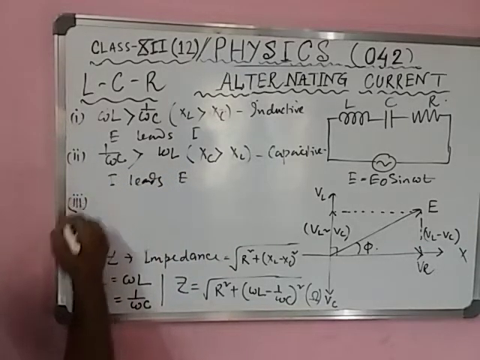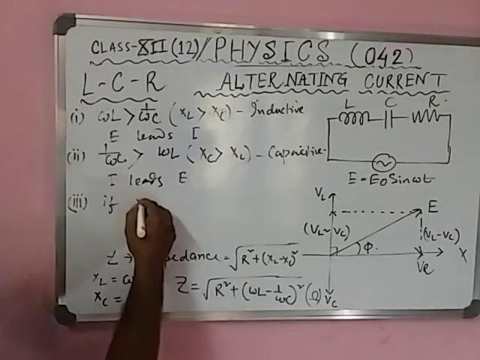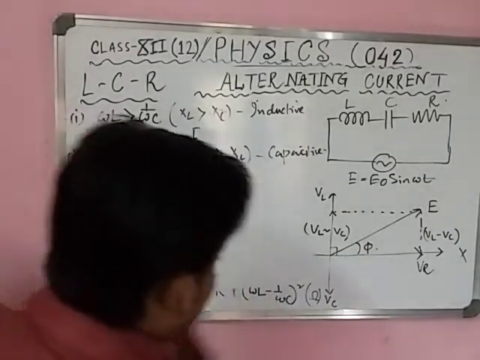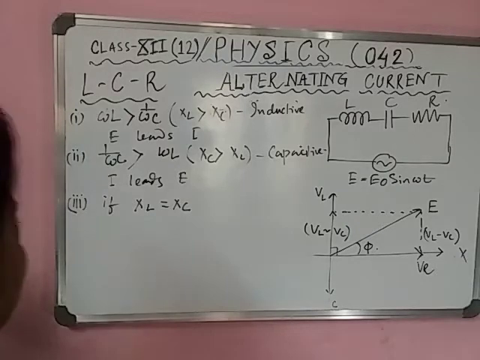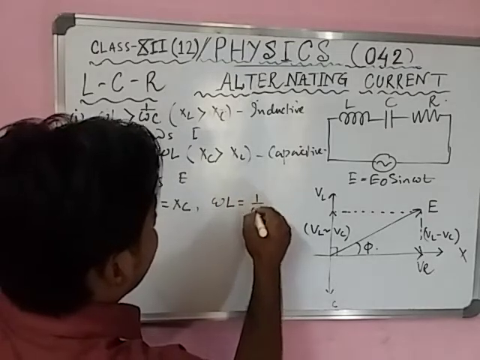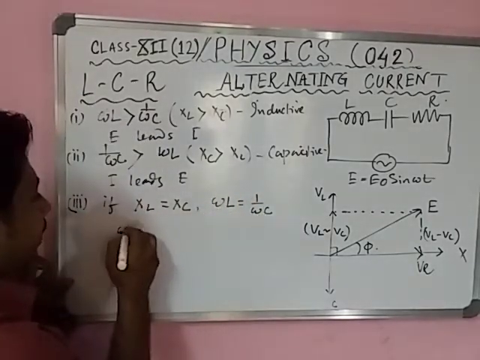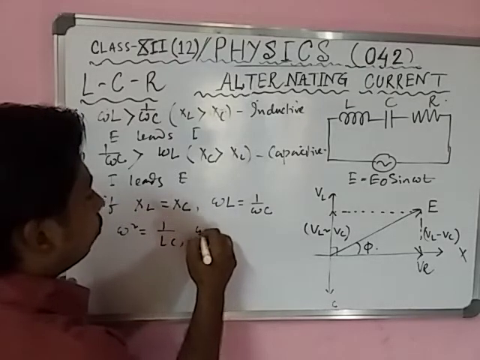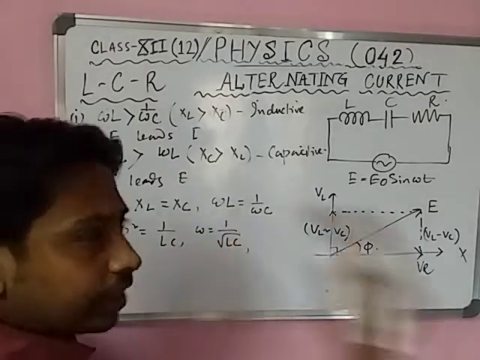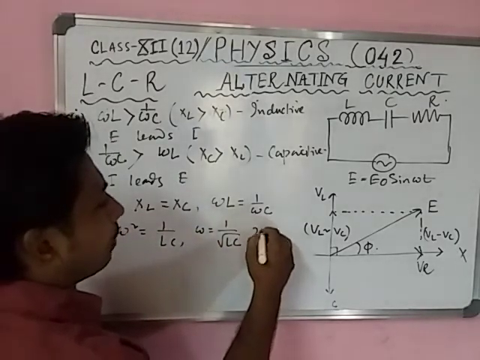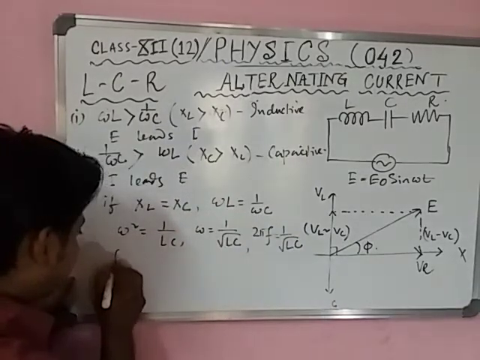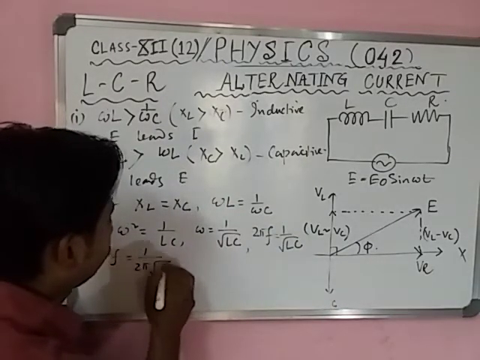Number 3, this is very important, students: XL equal to XC. You know the meaning of XL equal to XC. XL equal to XC means omega L equal to 1 by omega C. Just cross multiply, omega square equal to 1 by LC. So omega equal to 1 by root LC. If we put the value of omega in terms of frequency, omega means 2 pi f. Say with me, 2 pi f equal to 1 by root LC. So frequency f equal to 1 by 2 pi root LC.